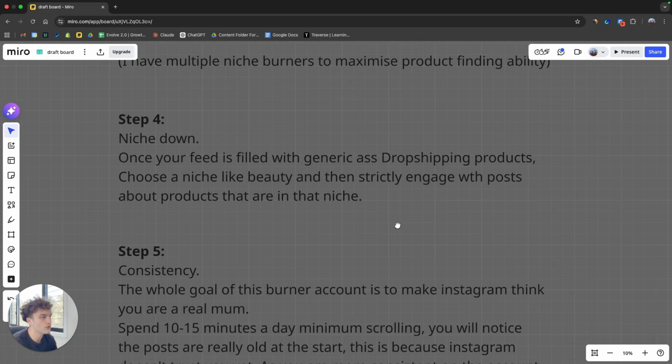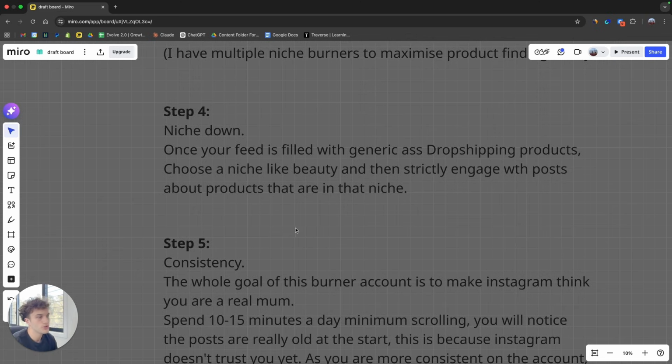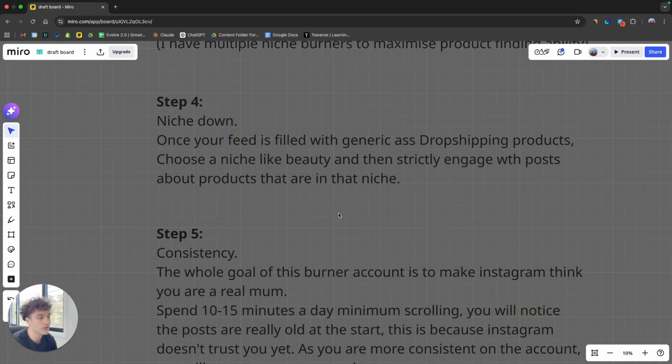Once your feed is filled with generic products, choose a niche like beauty and then strictly engage with these posts that are in this niche. And the reason why I say strictly is because I know I'm like you guys and you guys are like me. Your burner accounts just get messed up because you'll be scrolling on a beauty account and then you'll see some crazy brain rot video and then you'll start interacting with them, forgetting you're on your burner account. So it'll just completely mess up the optimization.